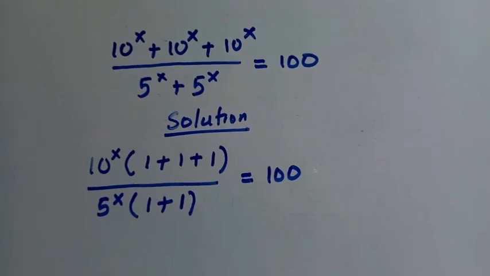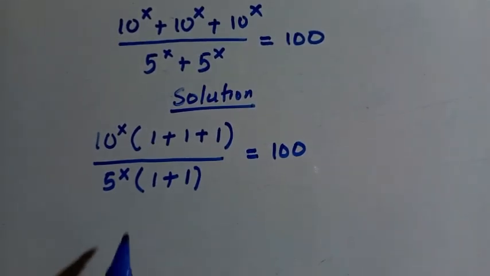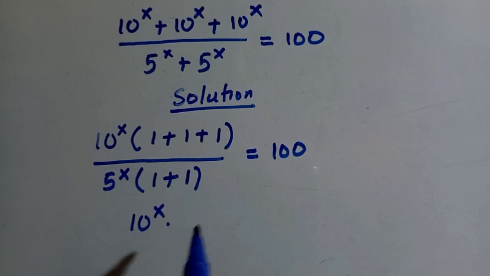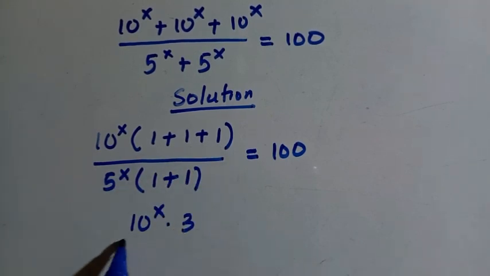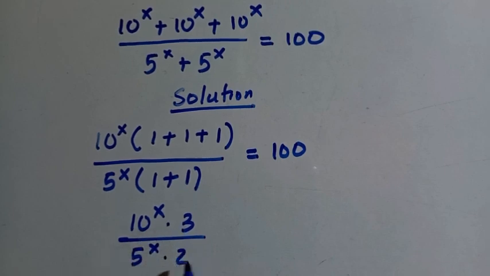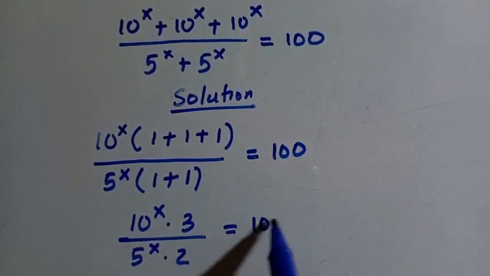And next, here is 10 power x multiplied by 1 plus 1 plus 1, which gives us 3, divided by 5 power x multiplied by 1 plus 1, which is 2, equals 1 over 2.